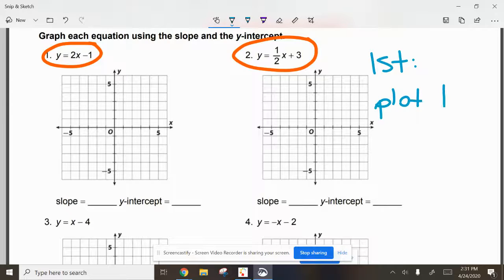plot the y-intercept. Plot the y-intercept. Well, it's called the y-intercept because you're supposed to plot it on the y-axis. And where's your y-axis? Okay, it even tells you. You see the y right there on the top of your graph. This is your y-axis.